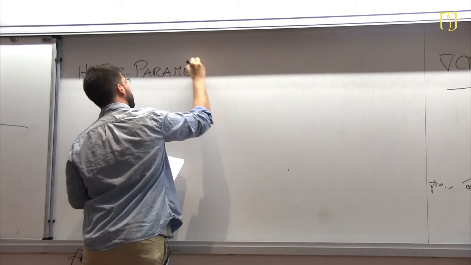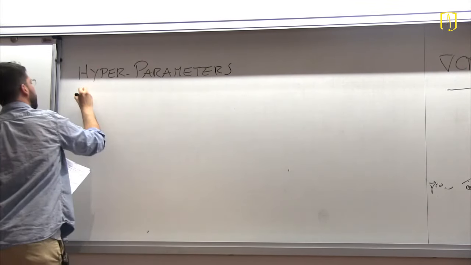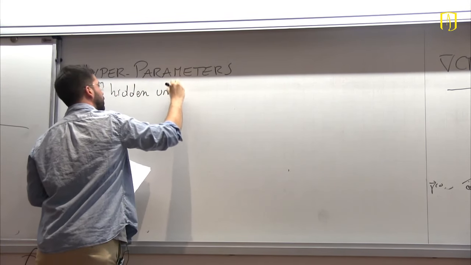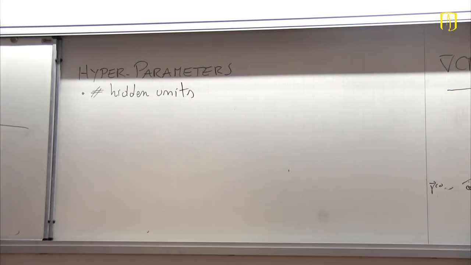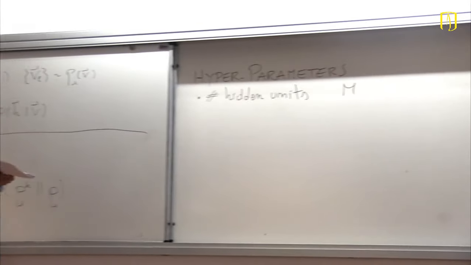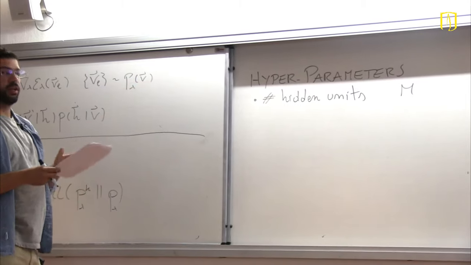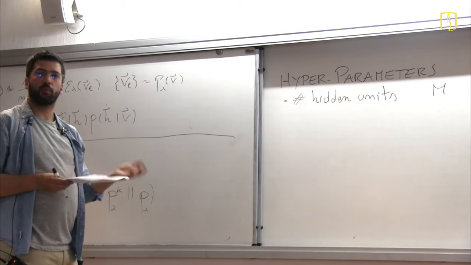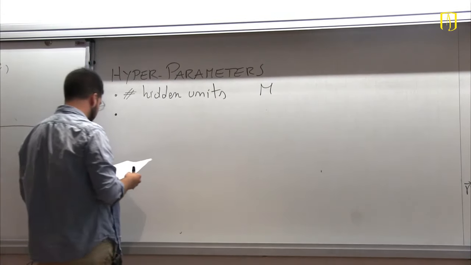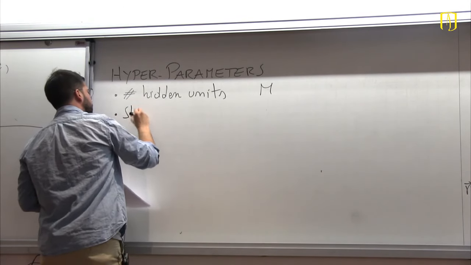Okay, so what are the hyperparameters that you're going to modify? We have the number of hidden units. Essentially this is your expressive power, M. The more hidden units you have, the more powerful your network is. But beware that if you have too many, the optimization might become more difficult. So again, there is a sweet spot in this number. Then you have these steps.